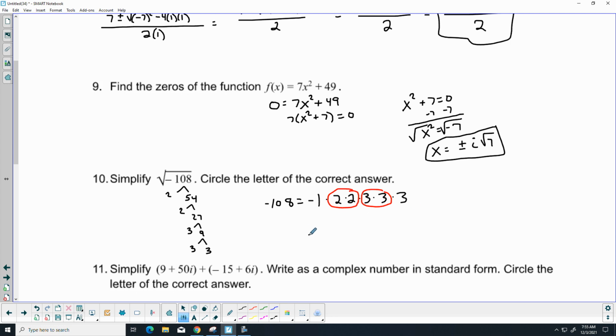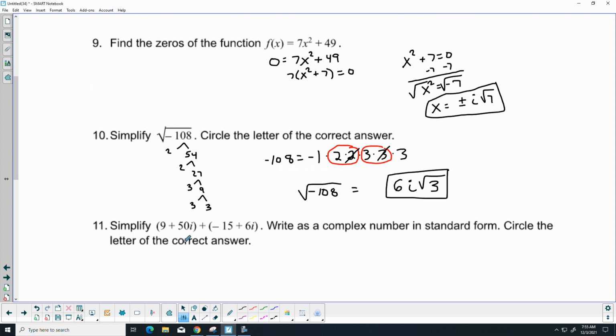So the square root of negative 108, that negative 1 is going to become an i. I can pull a 2 and a 3 out. 2 times 3 is 6. That 3 doesn't have anybody to pair up with, so it's going to stay underneath the radical.